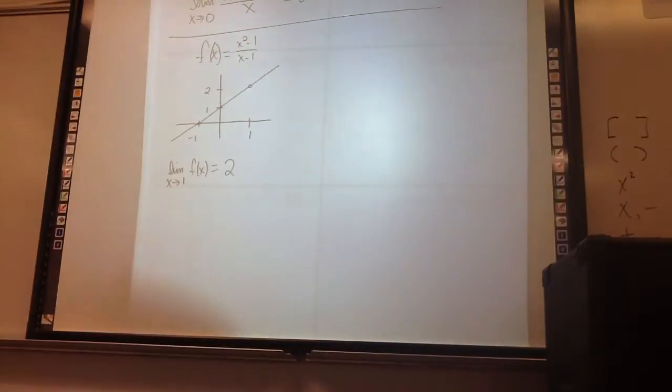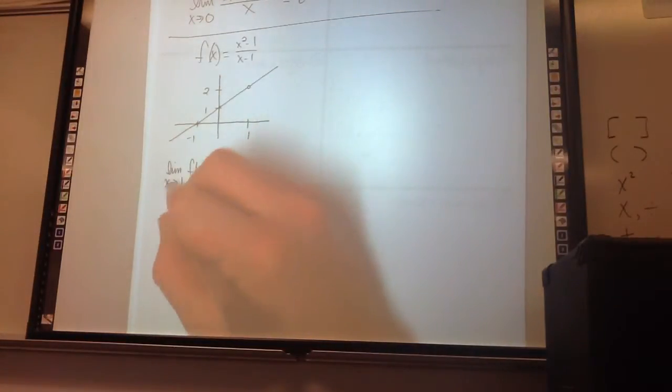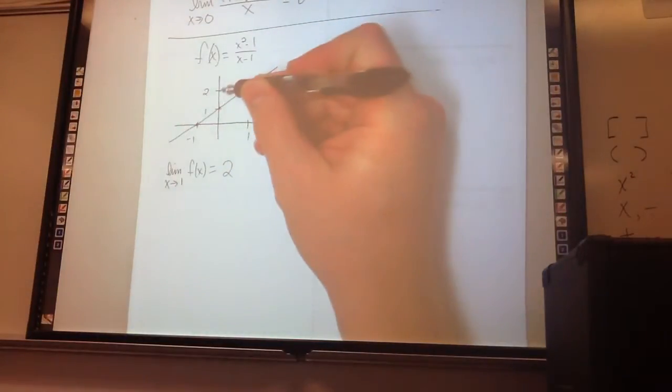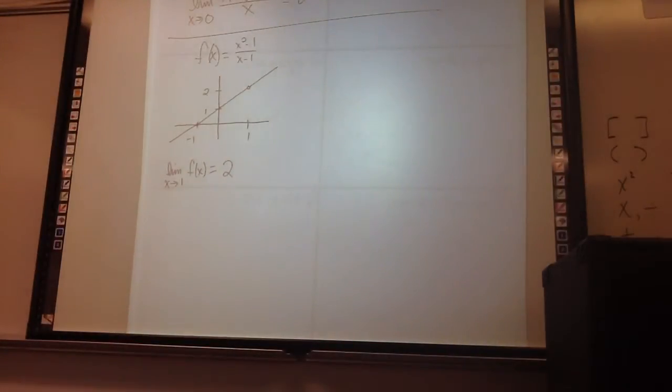Can you repeat that again? As x gets close, this means as x approaches 1. So as we get close to 1, from either way, the value of y goes right to 2. They're always going to work like that.